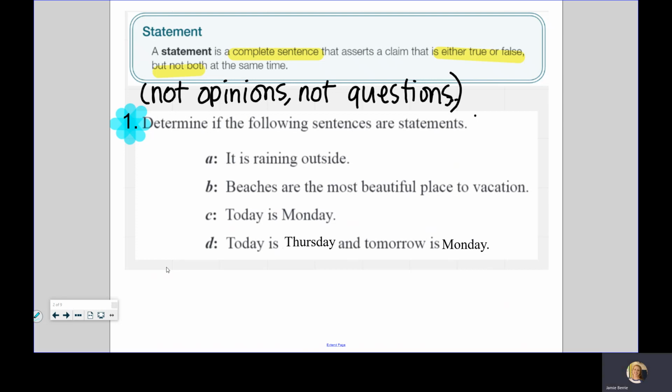All right, so let's just recall statements have to be complete sentences. They have to be either true or false, but not both. And they're not opinions, and they're not questions. All right, so what about A? Is that a statement? It is raining outside. Yes, that is a statement.